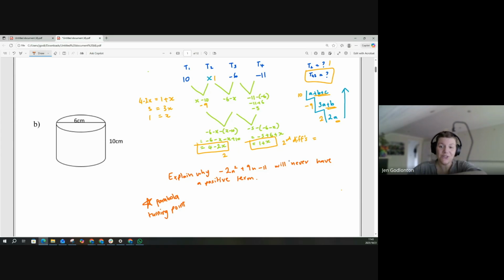So if we care about the turning point of the parabola, we care about minus b over 2a. That's what we care about. So we care about minus 9 over 2 times negative 2, which is negative 9 over negative 4, which is going to give us positive 3 over 2. That is our x value. Then we sub it in to get our y value. So therefore our y value is going to be negative 2 times 3 over 2 squared plus 9 times 3 over 2 minus 11.